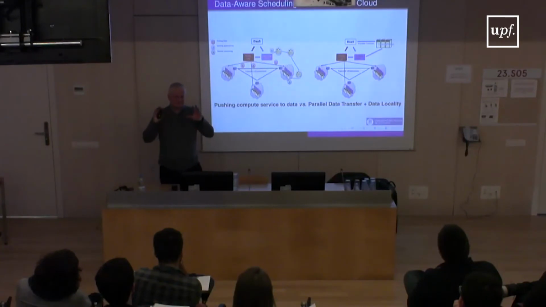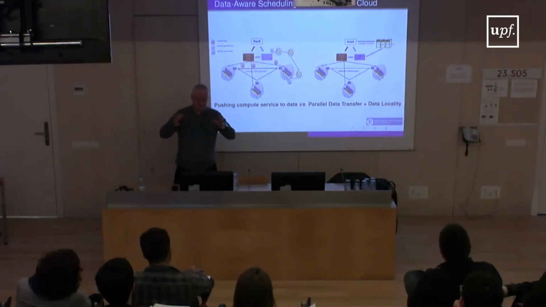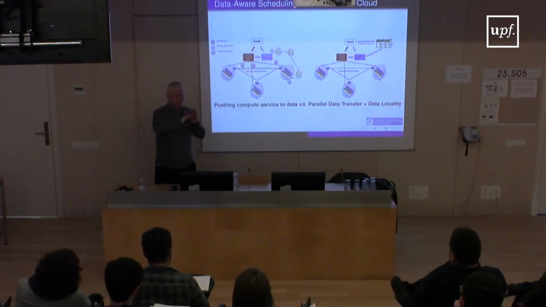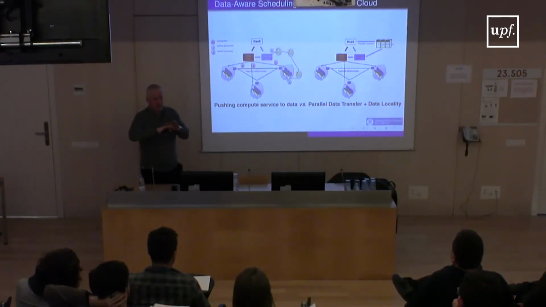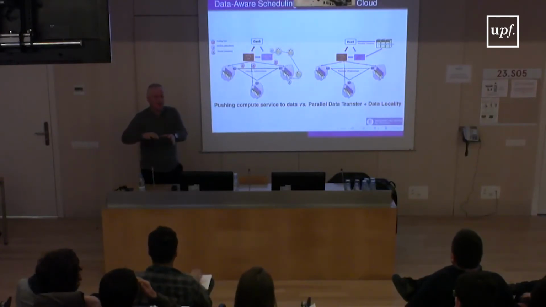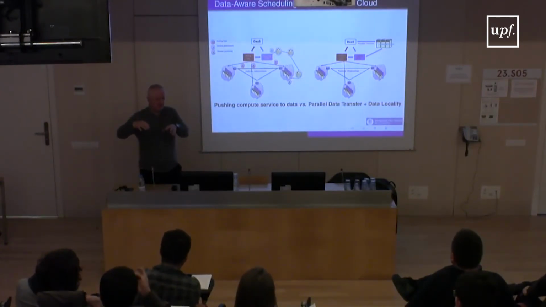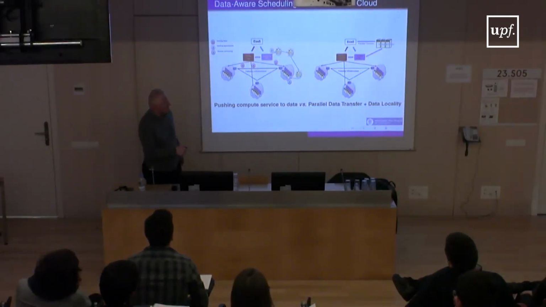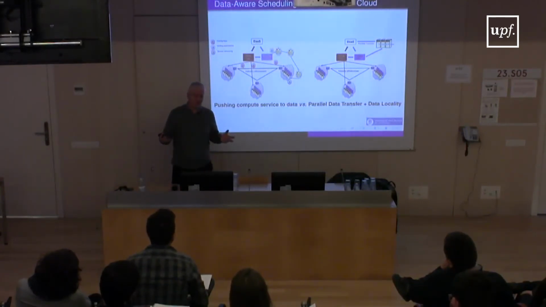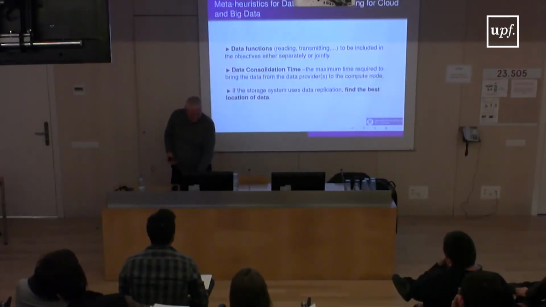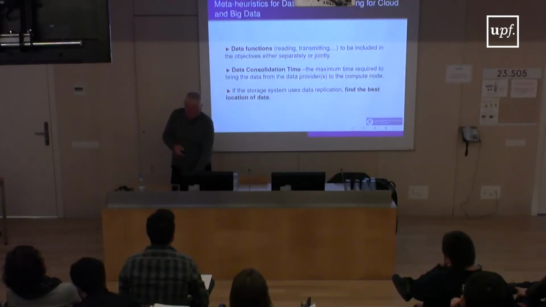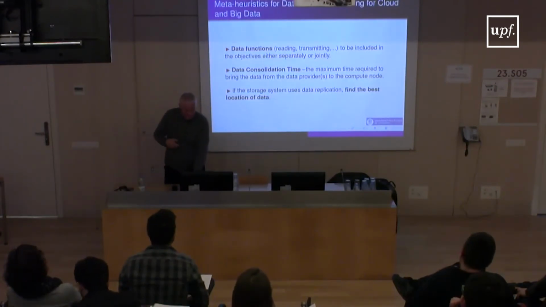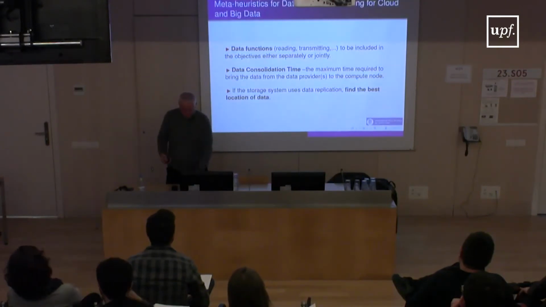So, two scenarios, briefly. One scenario is you identify the data that you want to process in the data center, and then you send the computing services to run on that data center. If that's possible, that's fine, because you can process the data in the data center. If that's not possible, then you have to ship the data to the closest computing nodes, and the closest computing nodes would be those that, in terms of transmission times, are the most efficient ones. All right, so obviously you now have to consider some data functions like reading, transmission, etc., which should be part of the objective functions when you set up your scheduling problem.